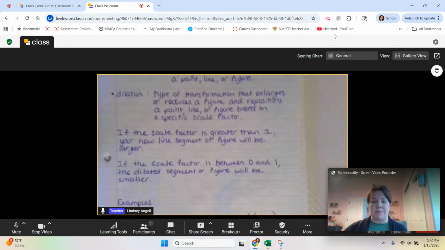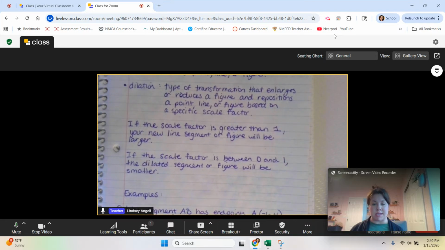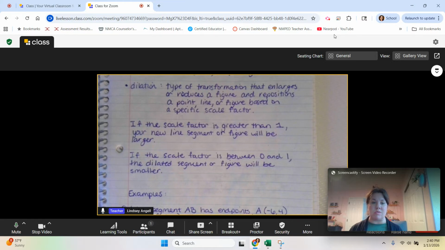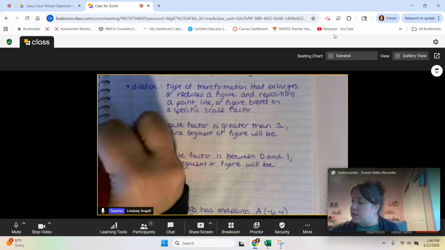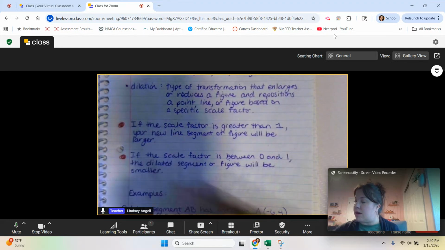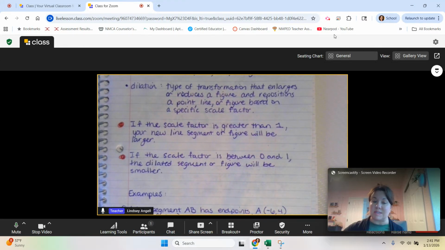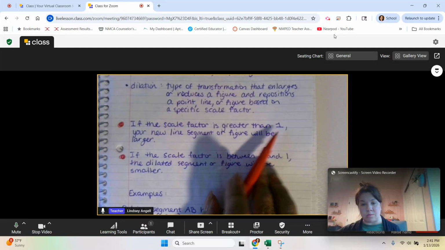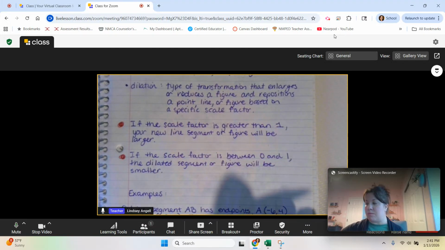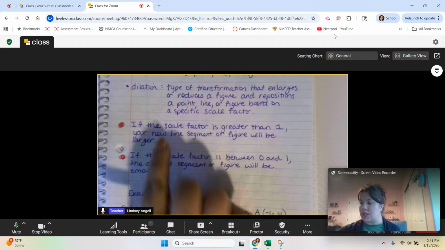A couple things to keep in mind, and I would screenshot this or write it down to make sure that you remember. This is really important. If the scale factor is greater than 1, your new line segment or figure will be larger. If the scale factor is between 0 and 1, the dilated segment or figure will be smaller. Okay? So if you are multiplying by a number that is bigger than 1, you're going to get a bigger thing. If you're multiplying by a number that's smaller than 1, you're going to get a smaller thing. So enlarging, shrinking.